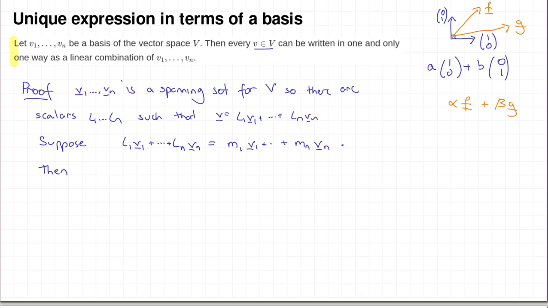Well, if we have this equality, we can use the vector space axioms, in particular the associativity rule, the commutativity rule, and the distributivity law for scalar multiplication, to rearrange this to say that (L1 minus m1) times v1 plus (L2 minus m2) times v2, and so on, is equal to the zero vector in V. But then this is a linear dependence relation on the basis v1 up to vn. But a basis is in particular a linearly independent set.